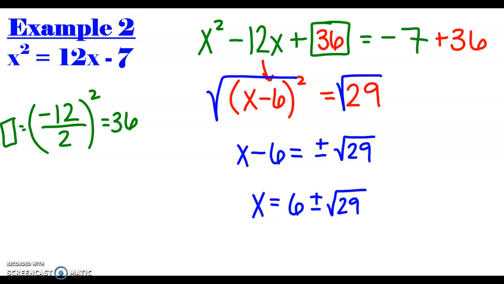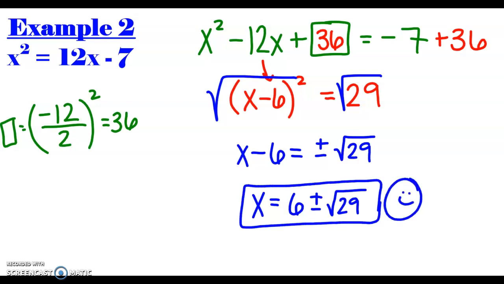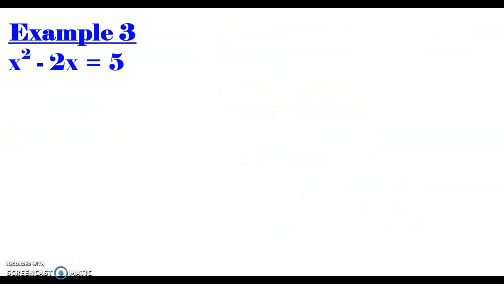So they want you to leave it as an exact solution. So that is your exact solution. If you wanted to estimate, you could find the square root of 29, round it, and then find two answers that are estimates. They would be rounded. They ask for exact solutions.